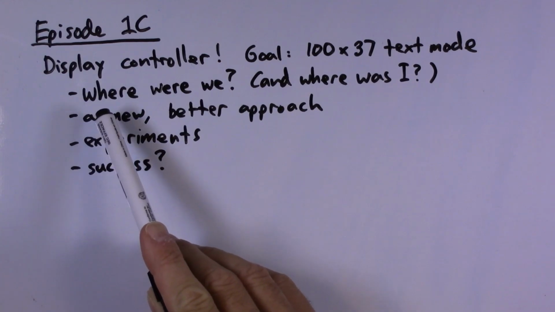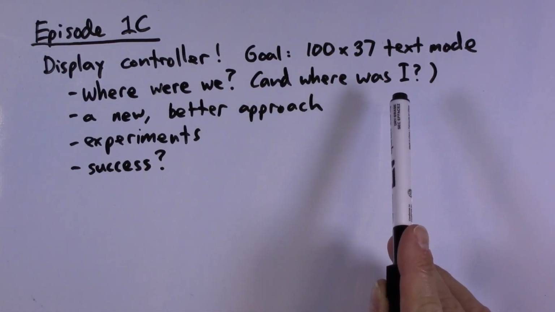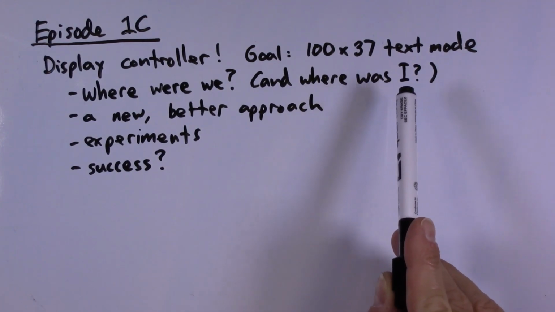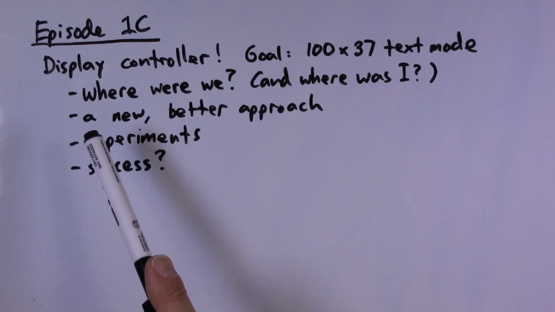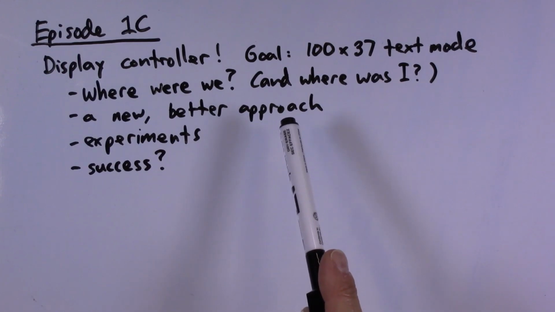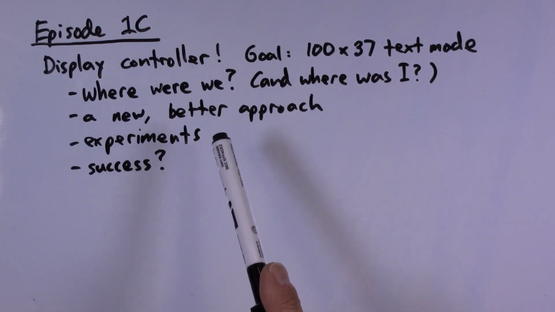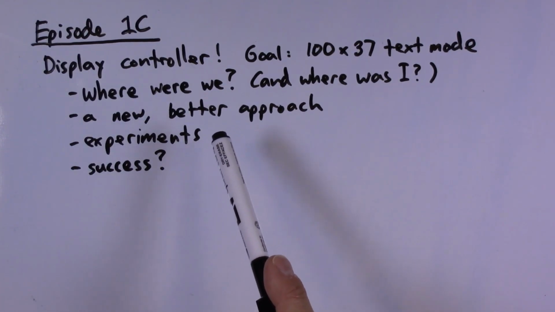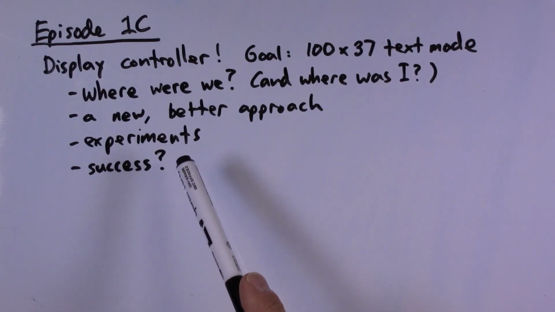All right, I'll start by reviewing where we were the last time we looked at the display controller, and I'll also explain why I haven't made a video about the 8-bit computer project in a little while. The main focus of this episode is going to be discussing a new and better approach to implementing the display controller. I've made substantial progress since the last time you saw it, and I'll go through a series of experiments that I did to get us closer to the point where we can display characters. And I guess this is a cliffhanger. Will we be successful? All right, let's see.